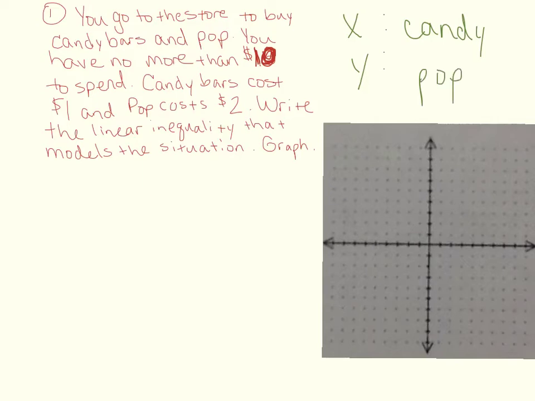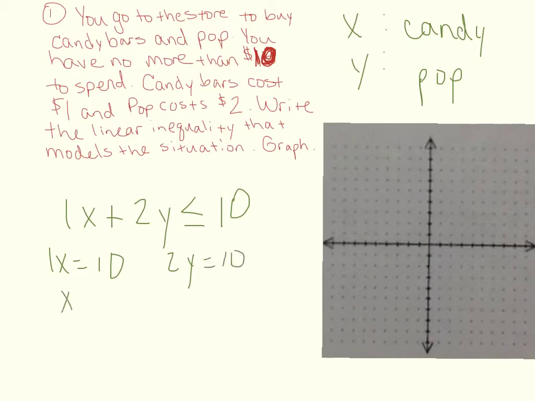We actually have done some equations like this. If candy costs $1, that's 1x plus pop costs $2, so 2y. So 1x plus 2y. Now you have no more than $10, which means you have to spend less than or equal to $10. Now you're going to have to graph. Well, this is in standard form, so you set up your two equations. So 1x equals 10, 2y equals 10. So x equals 10 and y equals 5.